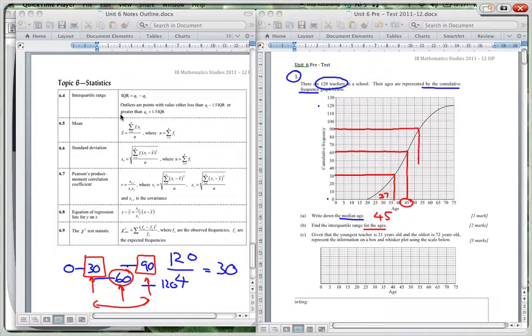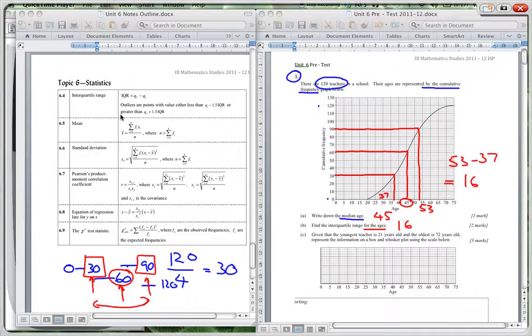And I go down here and I'm at 53. So that's my third quartile. So my interquartile range is going to be 53, the third quartile, minus the first quartile, which is 37, and I'm going to get 16. So 16 will be that value.